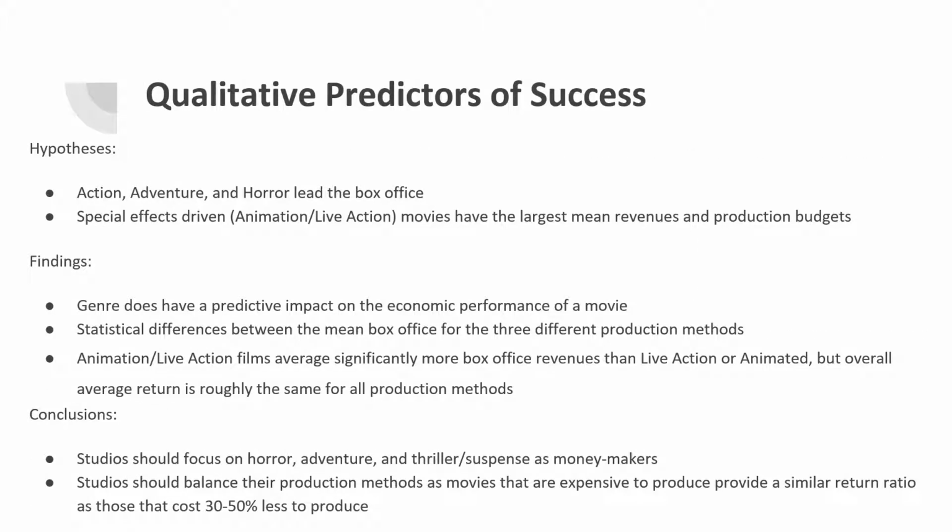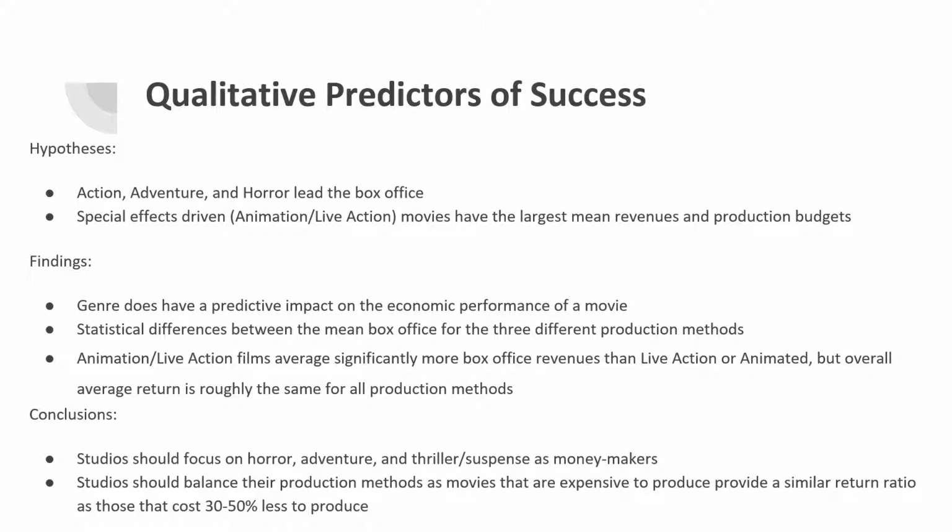Further analysis was performed to determine qualitative predictors of success. Using a linear regression model with dummy variables on movie genres, the hypothesis was that action, adventure, and horror movies would come out with the highest y-intercept and lead the box office. An ANOVA analysis was performed on production methods, such as special effects, animation, live action, with the hypothesis being there would be a difference between the production methods and that special effects driven would drive revenues and lead production budgets.